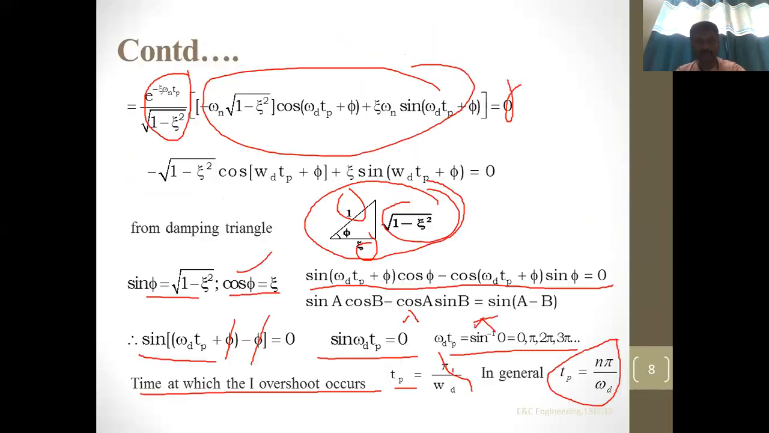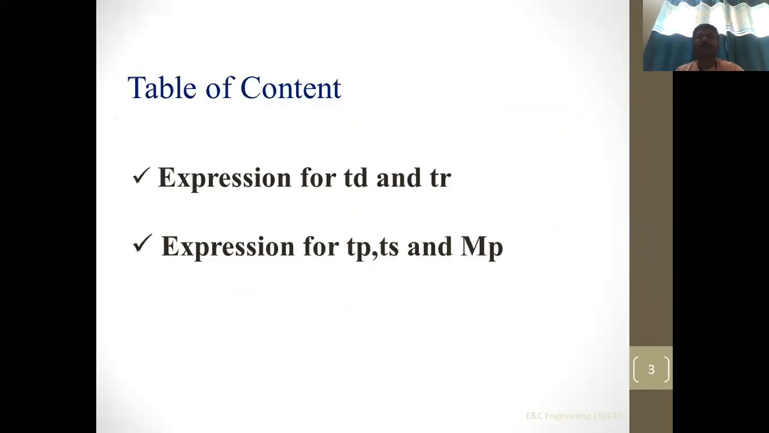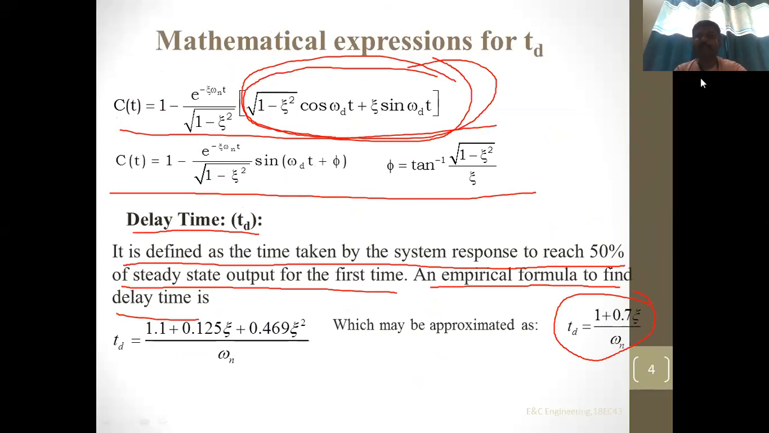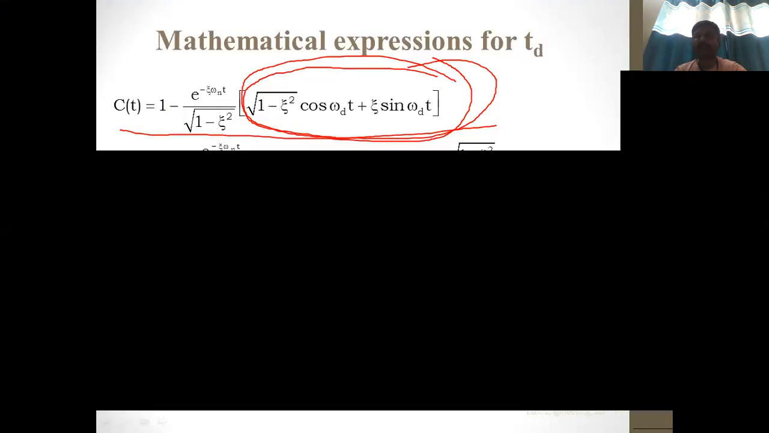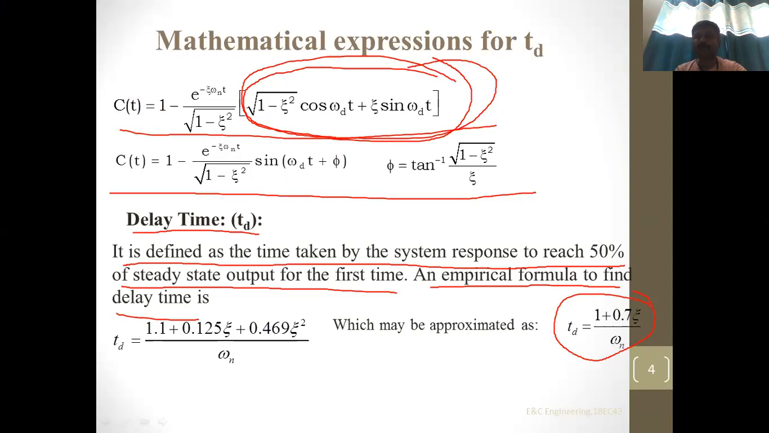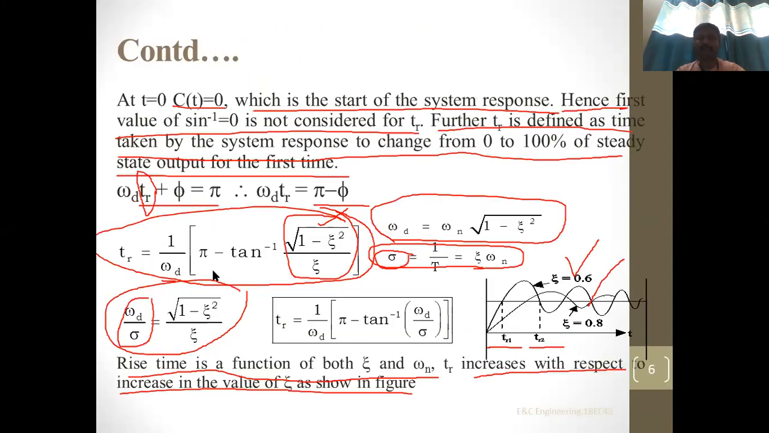Now you need to memorize the expressions for Td, Tr, Ts, Tp, and maximum overshoot. Now let me review the things I covered so far. About the expression for Td, this delay time: 1 plus 0.7 xi divided by omega n. This is the expression for delay time. Is it okay? Next, how about the expression for rise time? Tr is equal to 1 divided by omega d into pi minus tan inverse of root of 1 minus xi square divided by xi. That is the expression for rise time.